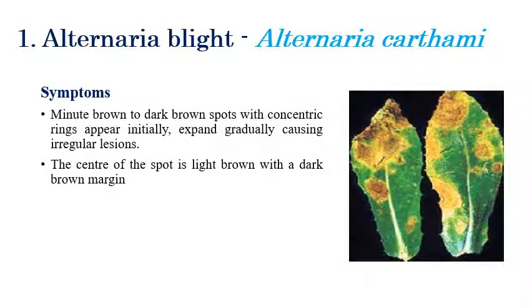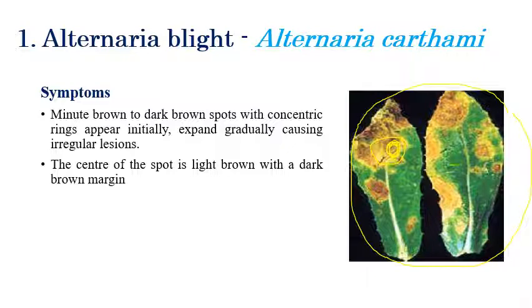First one is Alternaria blight, which is caused by Alternaria carthami. On the right side we can see minute brown color spots with yellow halo surroundings. The center of the spots are light brown in color with a dark yellow margin, and the center of the spots are dark brown with a yellow margin. We can see irregular concentric rings initially. Later they expand and cover the entire leaf.